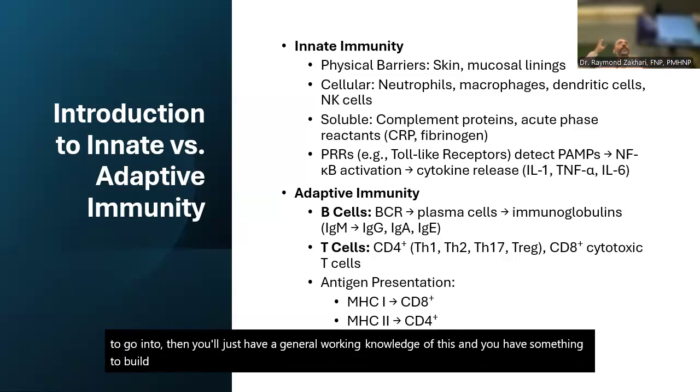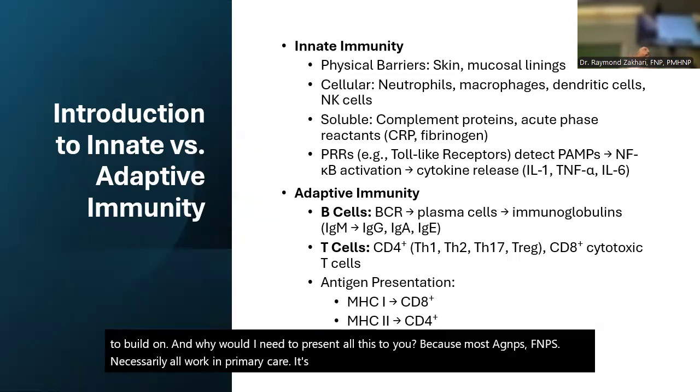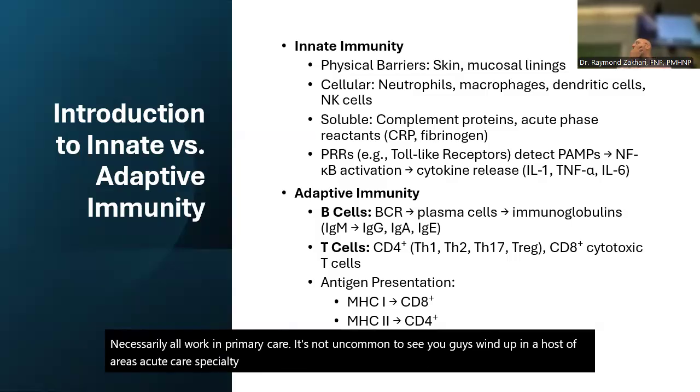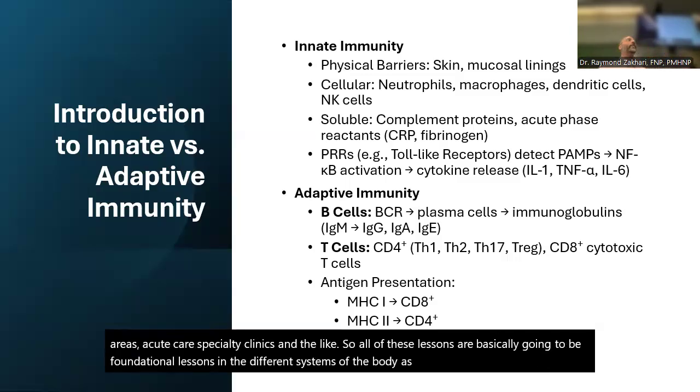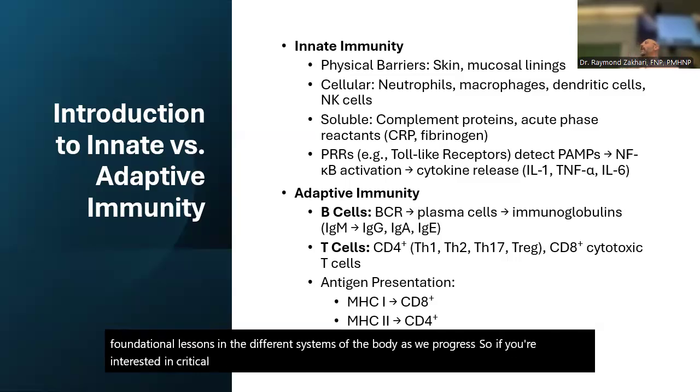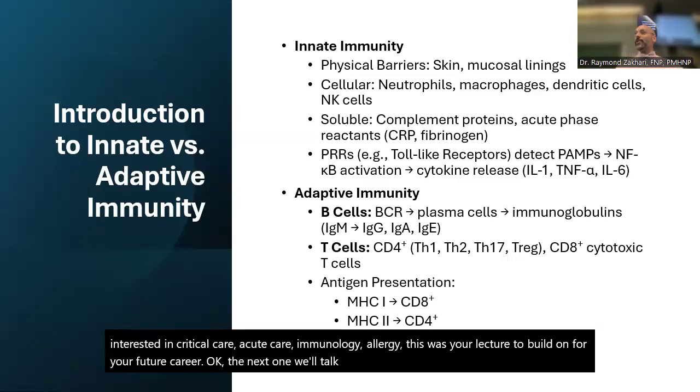And why would I need to present all this to you? Because most AGNPs, FNPs don't necessarily all work in primary care. It's not uncommon to see you guys wind up in a host of areas, acute care, specialty clinics, and the like. So all of these lessons are basically going to be foundational lessons in the different systems of the body as we progress. So if you're interested in critical care, acute care, immunology, allergy, this was your lecture to build on for your future career. Okay. The next one we'll talk about other things as well. Genetics, et cetera, et cetera.